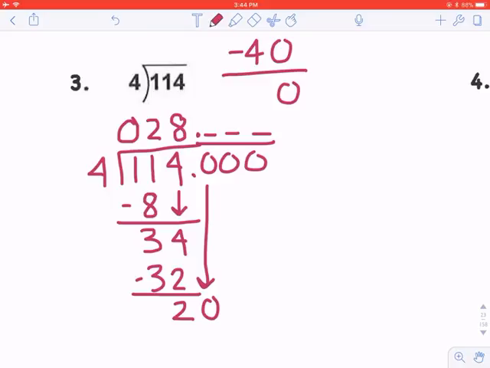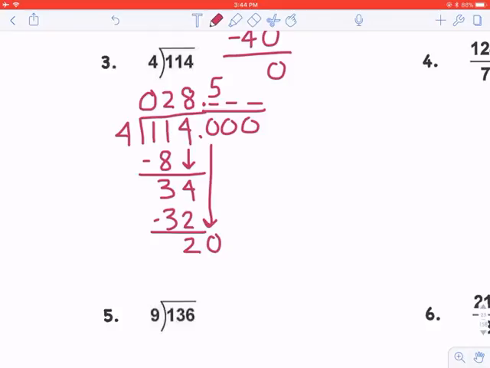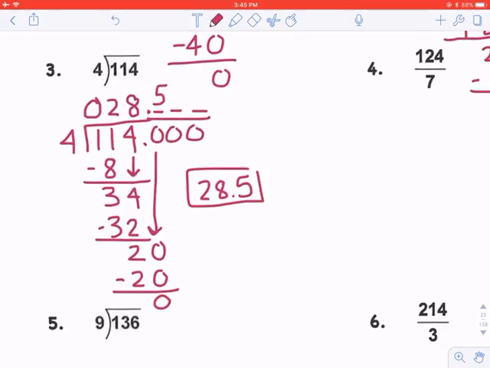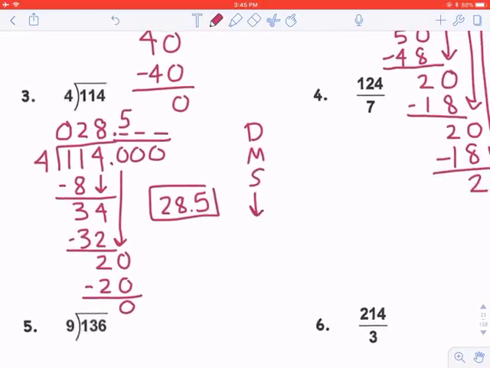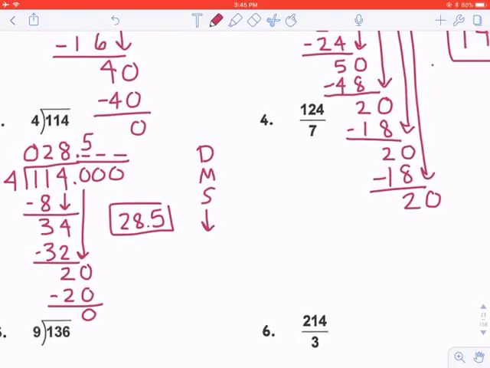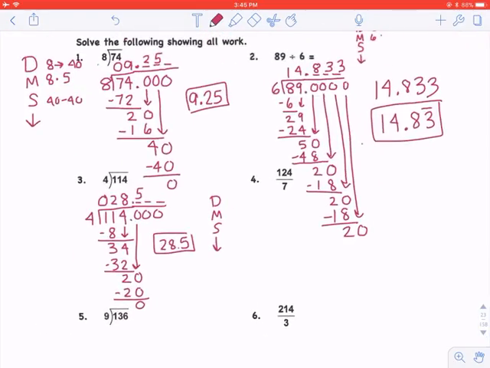Brought down a 0. 4 goes into 20 5 times, so this is going to end. 4 times 5 is 20, and I'm done. Write the answer 28.5. You can still be writing down the steps. You could write divide, multiply, subtract, bring down for yourself. Number 4, try it, pause it, come back when you're ready to go over the answer.